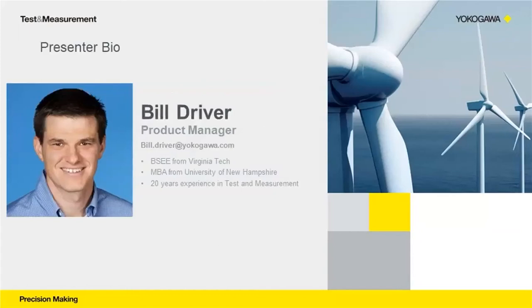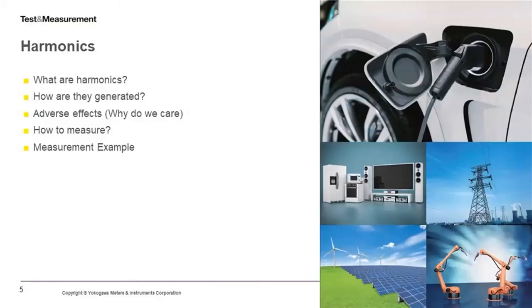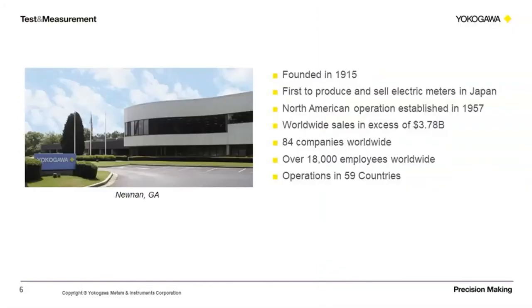The focus today is going to be on harmonic analysis on distorted waveforms. We will cover what harmonics are, how they're generated, adverse effects of harmonics, how to measure them, and end with some measurement examples. Before we jump in, I want to give some background on Yokogawa.